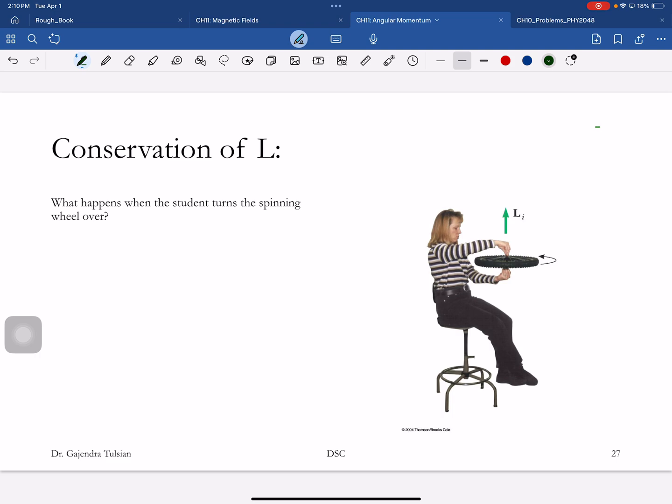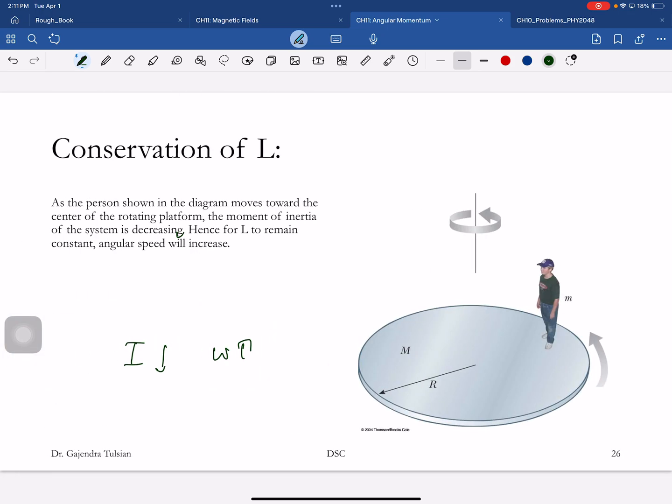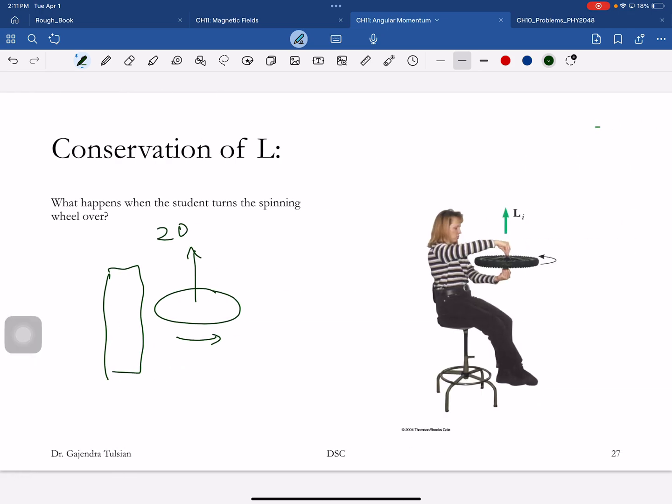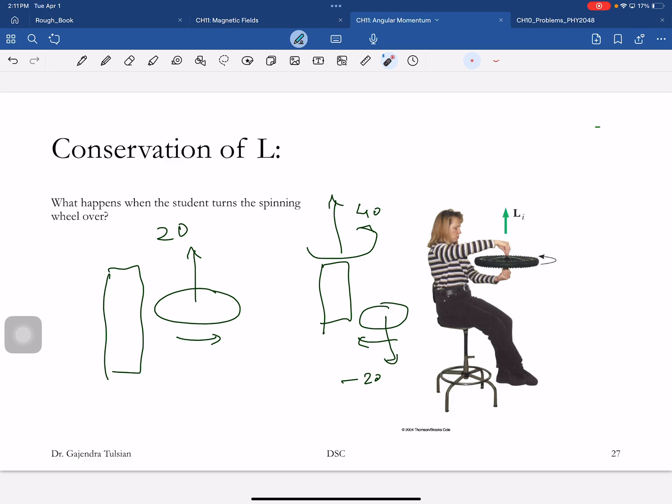All right, so angular momentum has spectacular applications. What was going on here? You were rotating in the opposite direction of the wheel. So here was the person, and the wheel was spinning that way. Let's say the total angular momentum for this system is 20 units. Then when you flip the wheel, it rotates this way, and its angular momentum is minus 20 units. So the person had to spin in that direction with an angular momentum of 40 units. This plus this was equal to that.